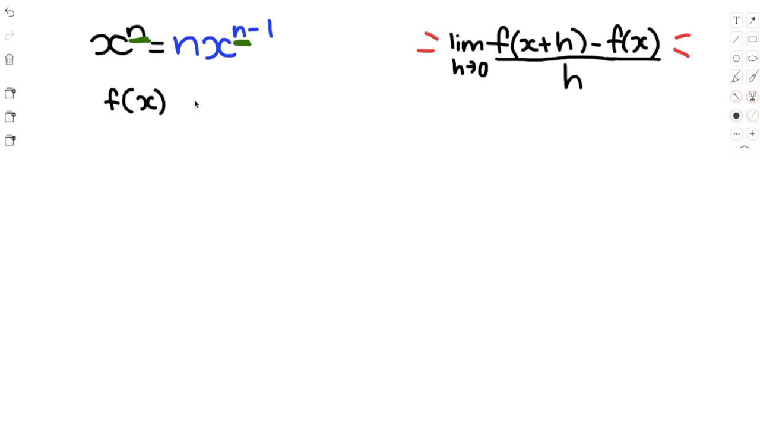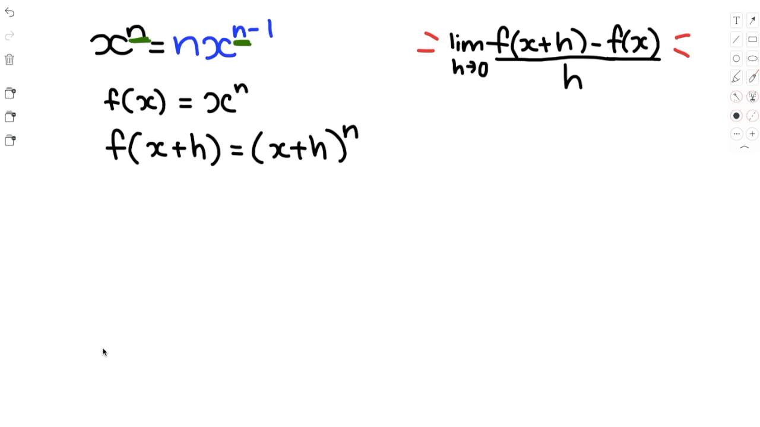f(x) equals x to the power of n. f(x plus h) equals x plus h to the power of n. So we can replace the f(x) here with x to the power of n, and the f(x plus h) here with x plus h to the power of n.